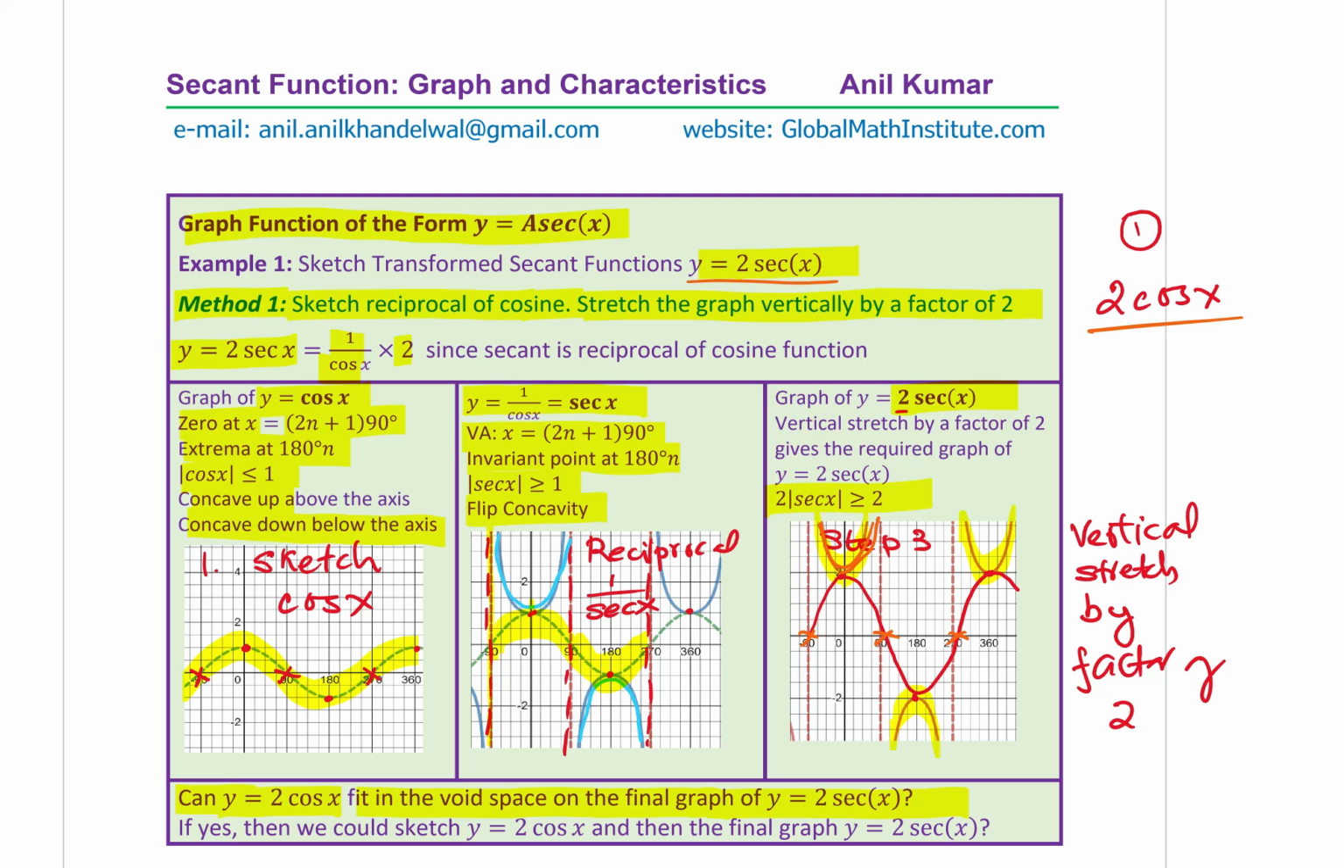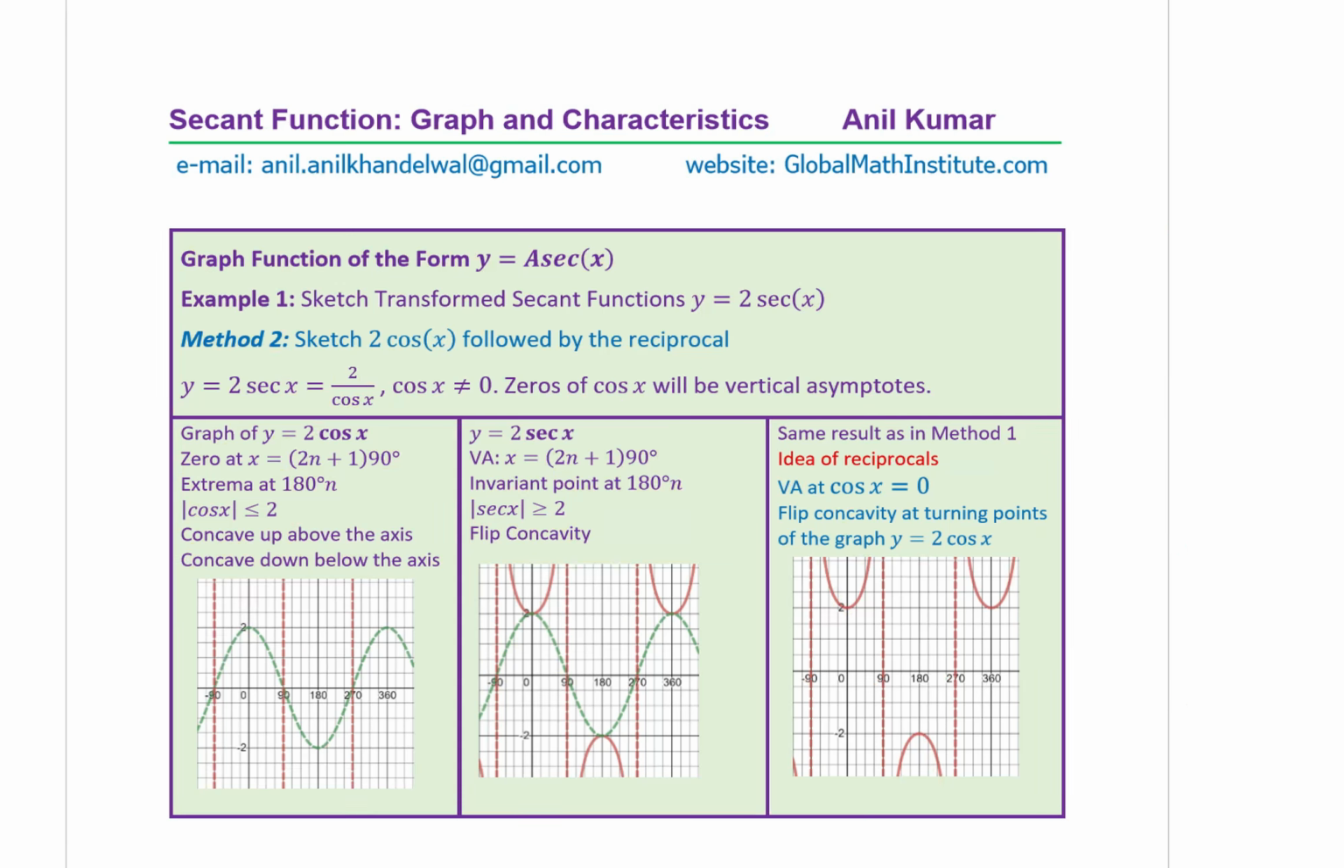Let's explore that idea. That is what we call alternate method, method number 2. So we'll again do the same question, which is to sketch the graph of y equals 2 secant x. But this time our method will change. We'll actually sketch the graph of 2 cosine x and then flip it over. Okay, so here is what we have. We have a graph of cosine x. So these are the zeros of the cos x function. These are the invariant points.